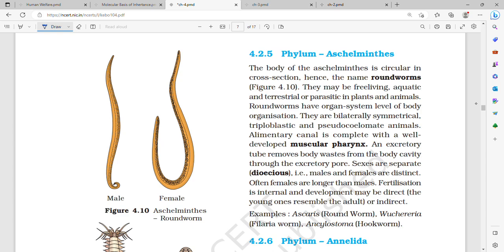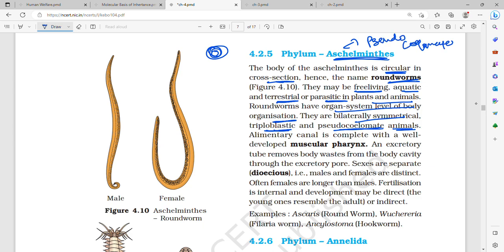Aschelminthes. The body of Aschelminthes is circular in cross section, therefore they are called Aschelminthes. If you cut the body, then you'll see it is circular in cross section. The name roundworms. They may be free-living, aquatic, and terrestrial, or parasitic in plants and animals. Roundworms have organ system level of organization. So from here, organ system level of organization starts from Aschelminthes till Hemichordata. They are bilaterally symmetrical, triploblastic, and pseudocoelomates. They are the only phylum which are pseudocoelomates.